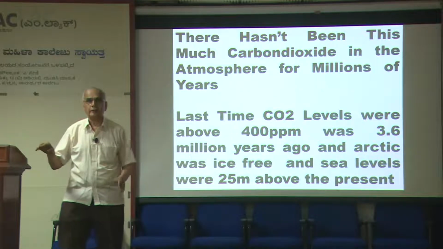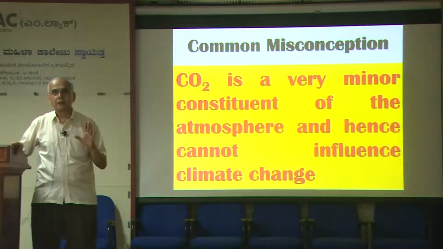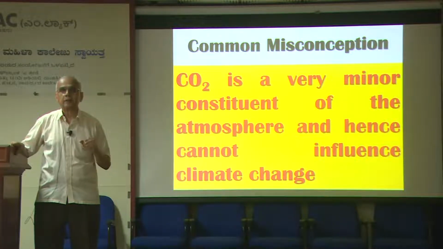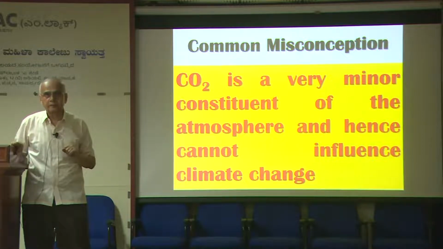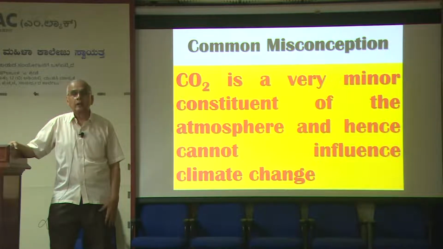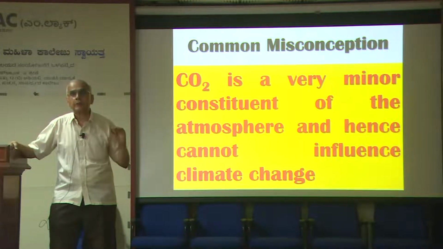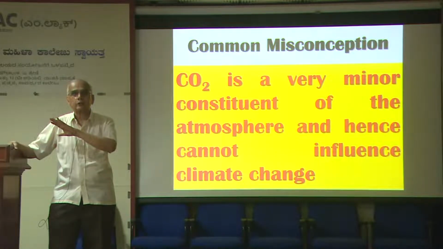Okay? That is a mind-boggling result. If Earth becomes ice free due to further increase in CO2, and all the ice in the Arctic and Antarctic melts, not all has to melt, even a part melting is enough. If the sea level goes up over 25 meters, there will be no Calcutta, no Mumbai, no Chennai, all cities on the coast will disappear.